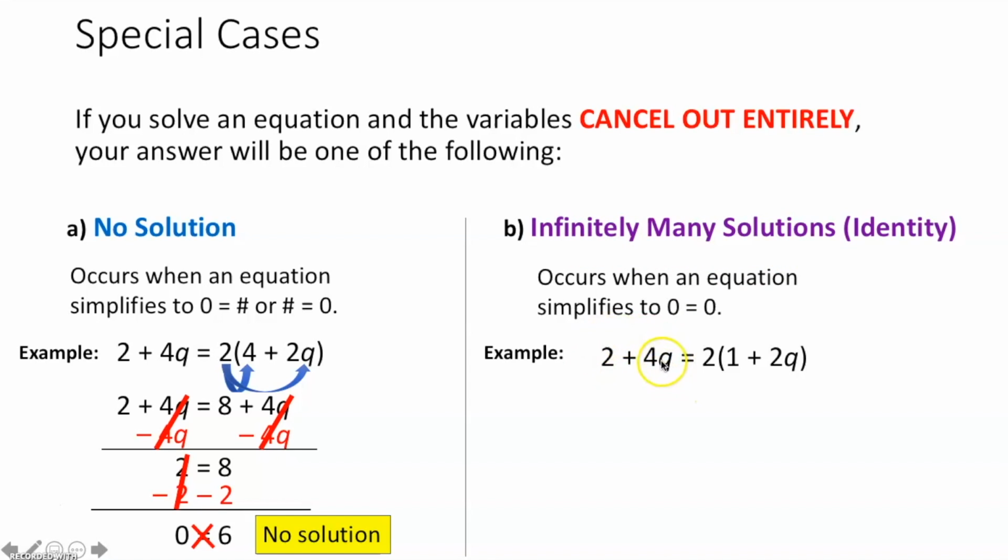Can I simplify this side of the equation? No. Can I simplify this side? Well, I can't simplify what's inside the parentheses, but I can distribute that too, here and here. Once I've done that, next step would be to move the variables to the left. So I move this positive 4q over here by subtracting 4q on both sides.